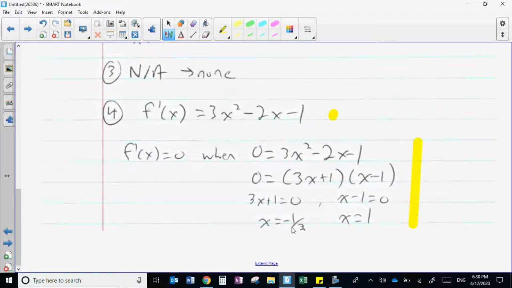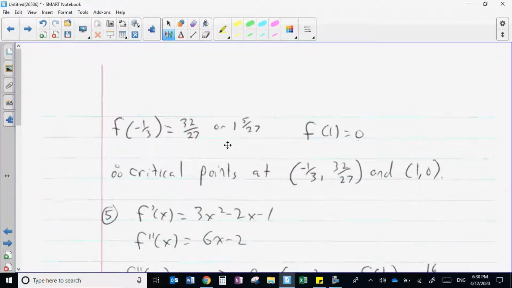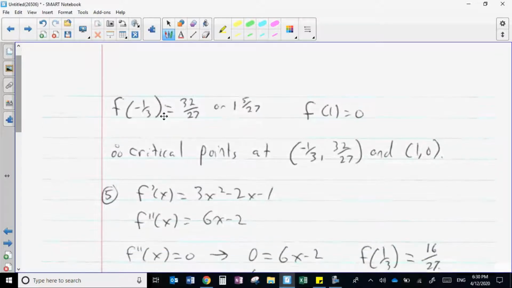We get critical points at x equals negative 1/3 and x equals 1. In my next step, I found the y values that correspond with those two critical points. One is 32/27 and the other one's at 0. I'm not showing the math for that because I'm sure you can do that, but those are our two critical points.